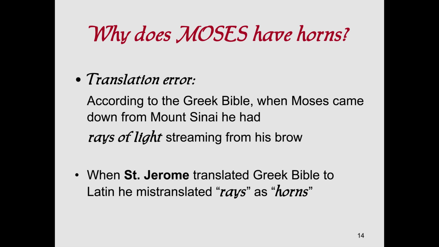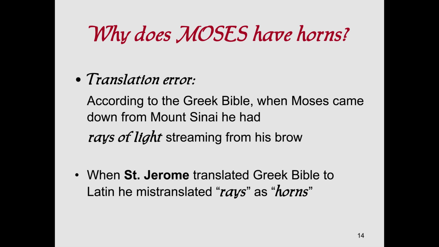And since the Bible that everybody in the Western world had was St. Jerome's translation, the Vulgate, they would read the Bible and they'd say, well, when Moses came down from Mount Sinai, he had horns on his brow. And that's why we see Moses in medieval illustrations, and here in Claus Sluter's Well of Moses, with horns on his head.